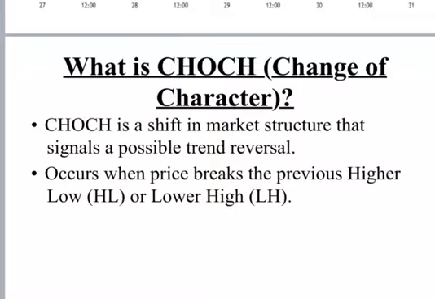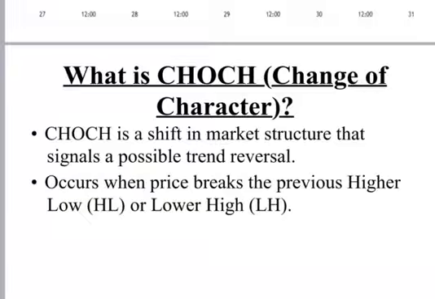Basically, when it comes to the basics, when we have a change of character, it means the trend has changed. But I don't want to build your mindset with that kind of word. It means a possible reversal. It's a shift in market structure that signals a possible trend reversal. If they say something is possible, it means it might not happen too. So if we have a change of character, there is a possibility that the market will continue the trend, but you have to understand what a change of character is.